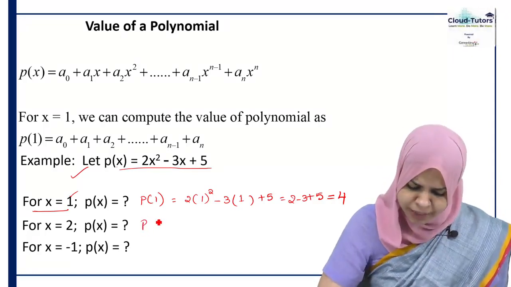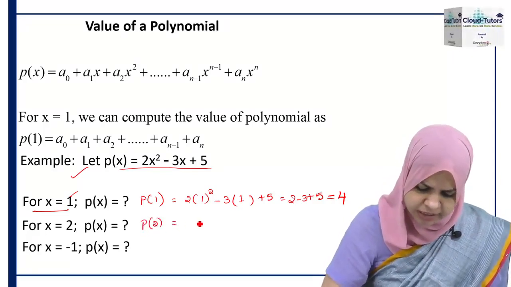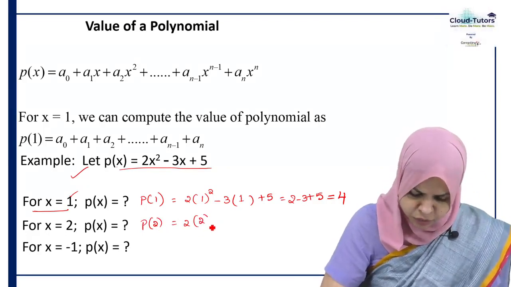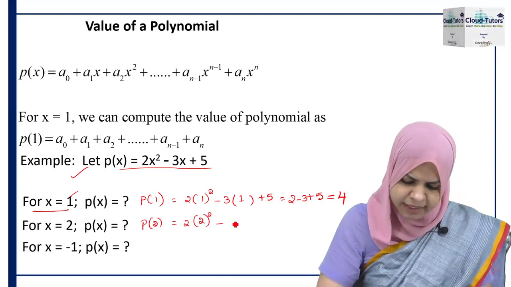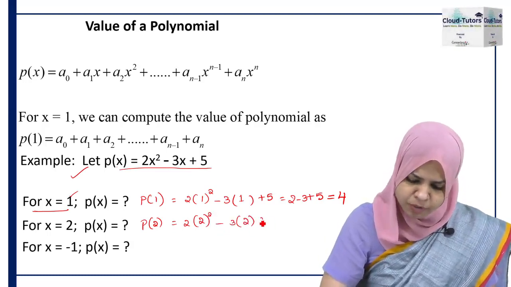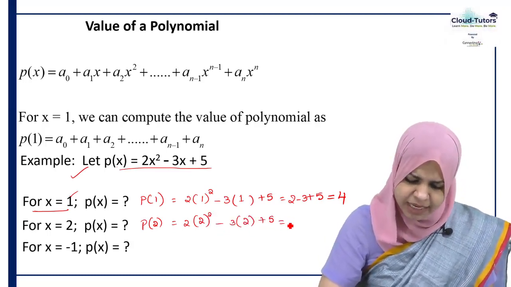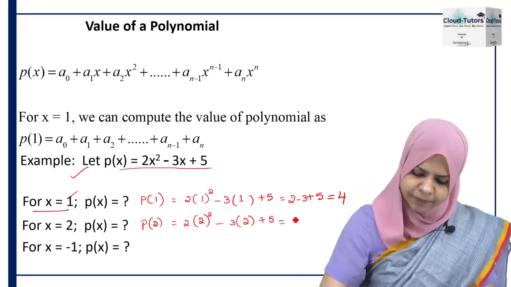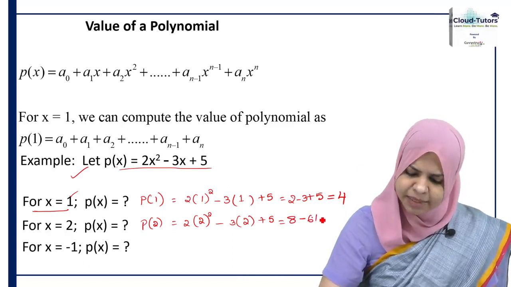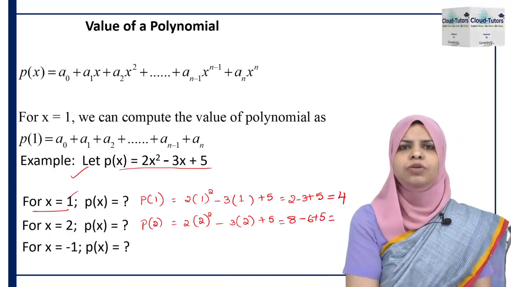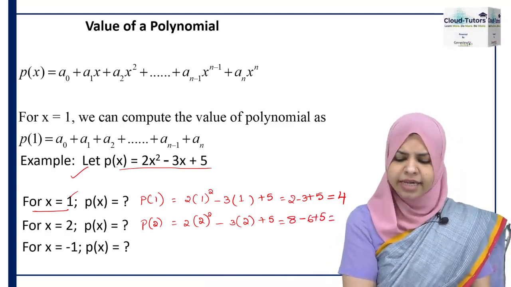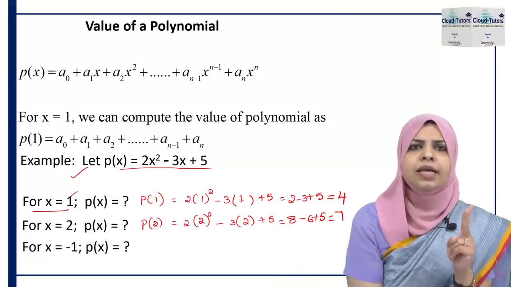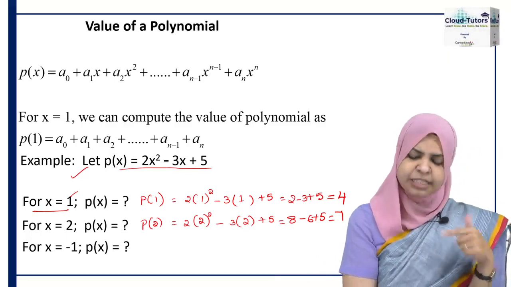So p of 2 is equal to the same expression: 2 into 2 square minus 3 into 2 plus 5. 2 square is 4. 4 into 2 is 8. Minus 6 plus 5. So 8 minus 6 is plus 2. Plus 2 plus 5 is 7. Clear? Next, when it is minus 1.